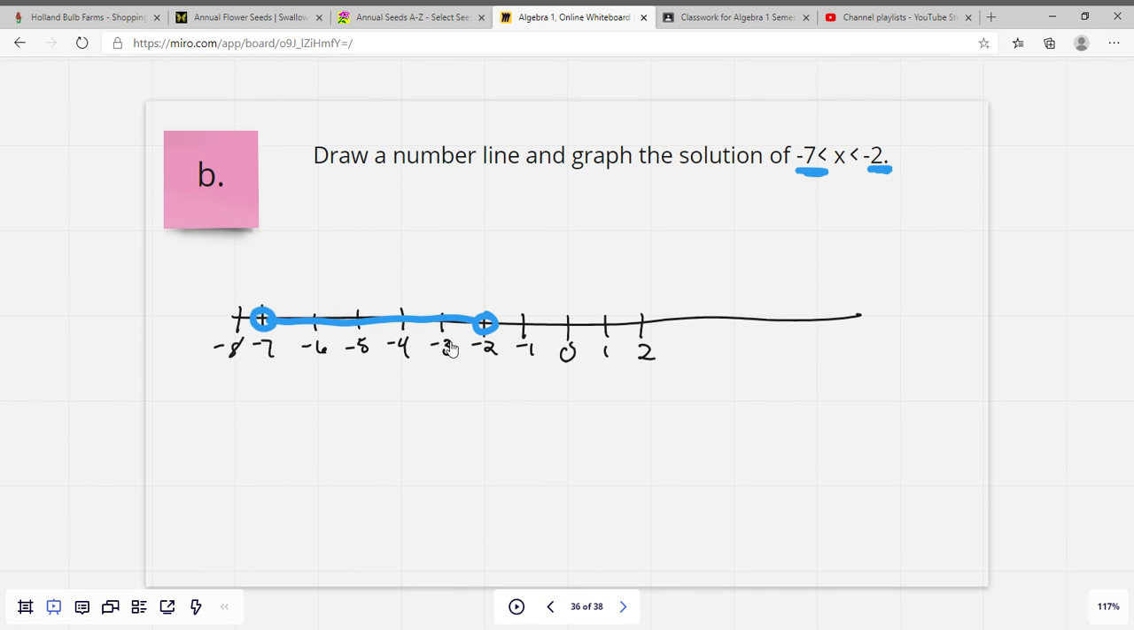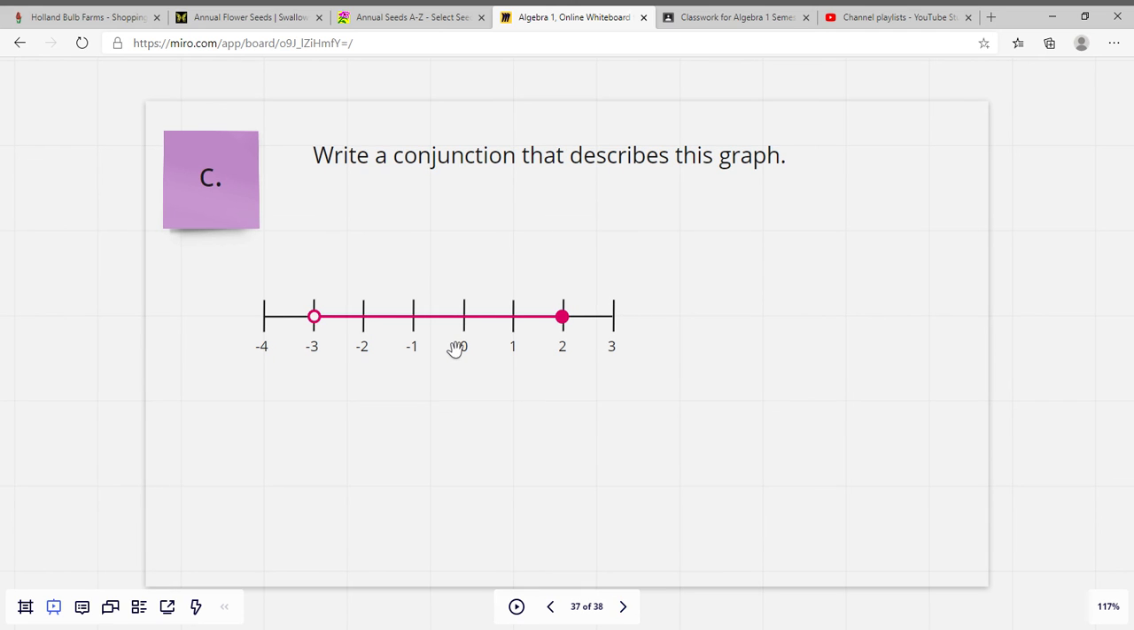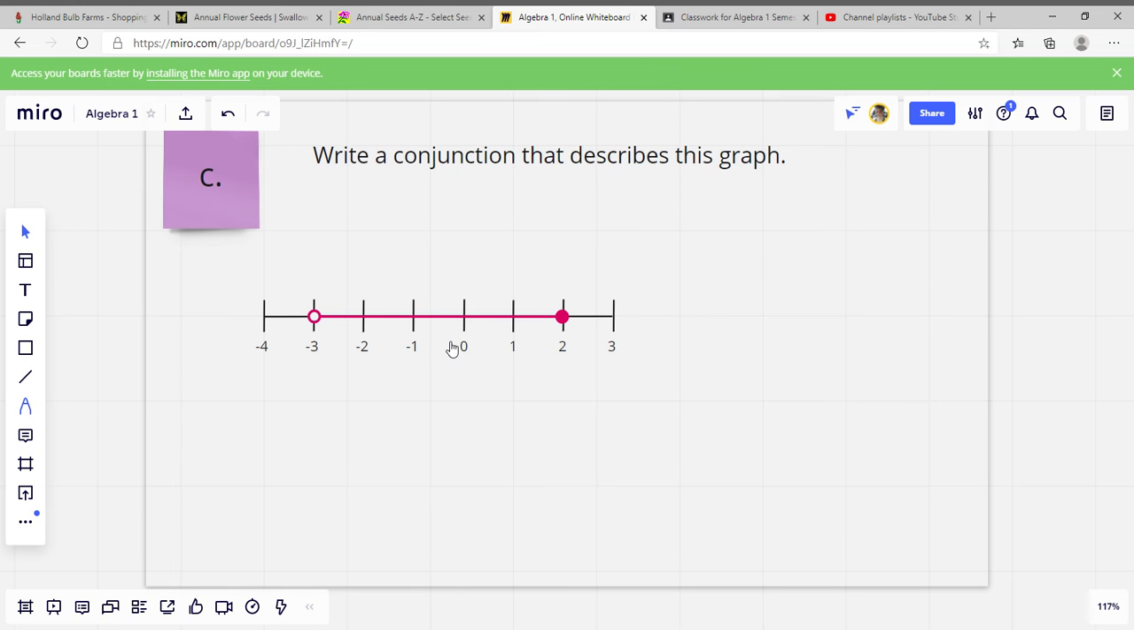All right. C. Write a conjunction that describes this graph. Okay, so this one, we're going to be starting with -3. So that's the first one I'm going to write. -3 is less than x, and there's no equals to because it's an open circle. And then I'm going to put less than or equal to, because this is a closed circle right here, 2. All right, so that is the answer to C.